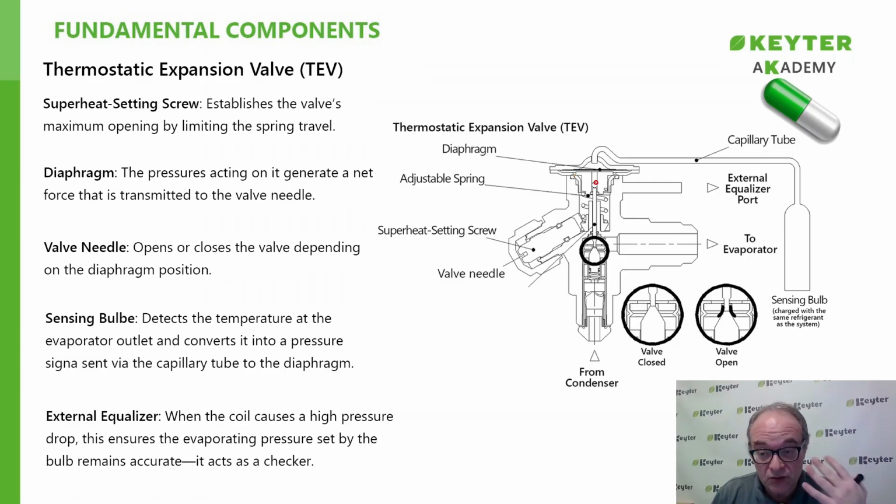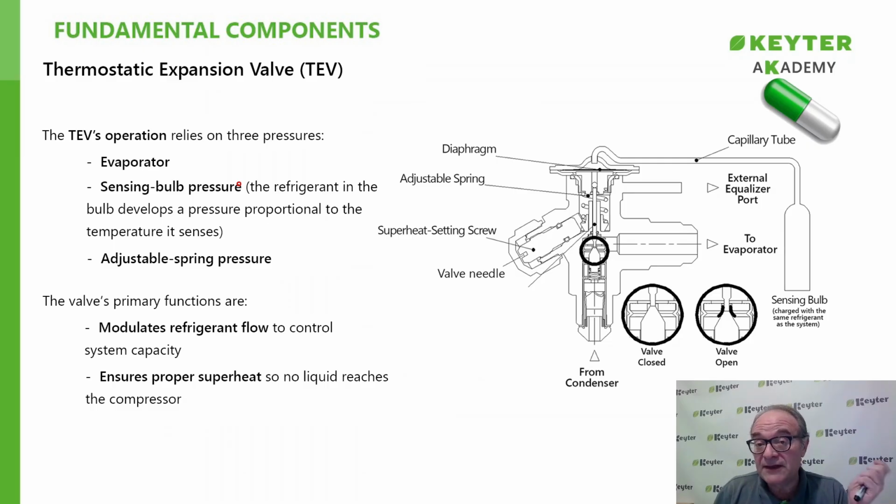The external balancer ensures that if the expansion valve is connected to an evaporator coil or plate heat exchanger with a very high pressure drop, this drop may falsify the temperature measured by the bulb and the pressure it transmits. In other words, the external balancer serves as a check to determine which bulb is telling the truth by compensating for the potential inaccuracies caused by the high pressure drop. Its role is crucial in maintaining accurate measurements and ensuring the reliability of the system's readings.